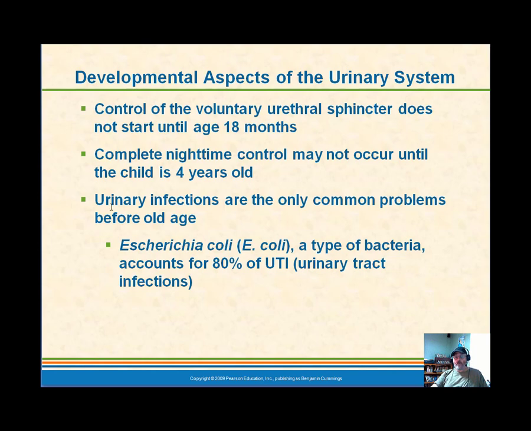Some developmental aspects of the urinary system, just a few things to be aware of. Particularly, you may already be aware of this if you have kids, but control of the voluntary urethral sphincter doesn't start until about the age of 18 months, and complete nighttime control may not occur until the child is 4, 5, sometimes even older than that. Urinary tract infections are the only common problems before old age, and those tend to be caused by E. coli.